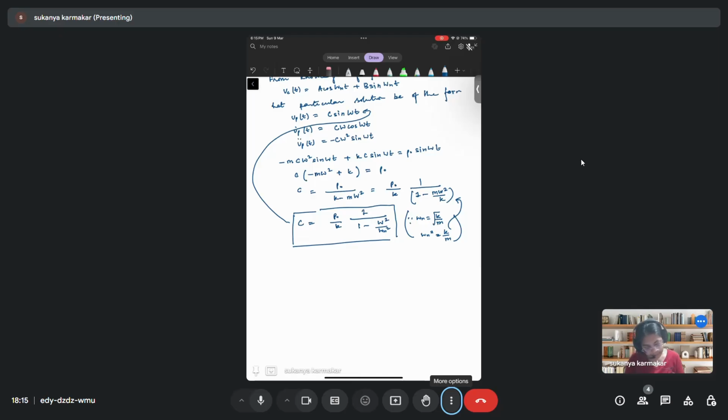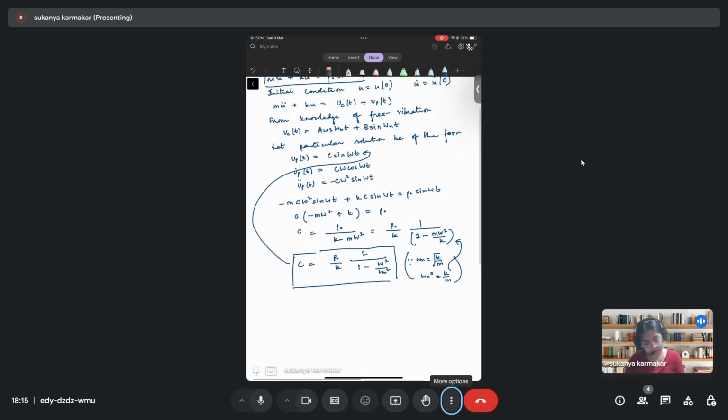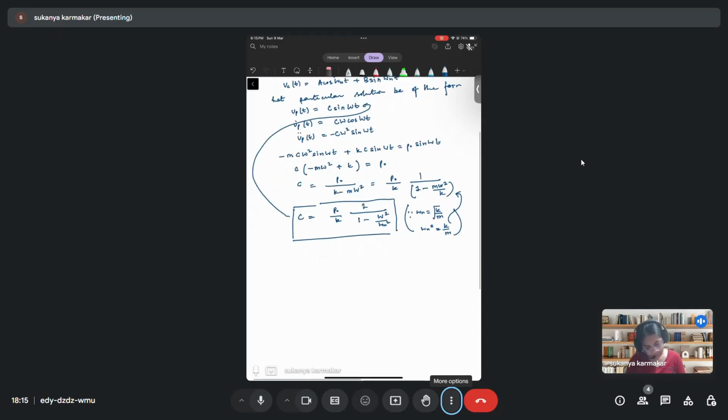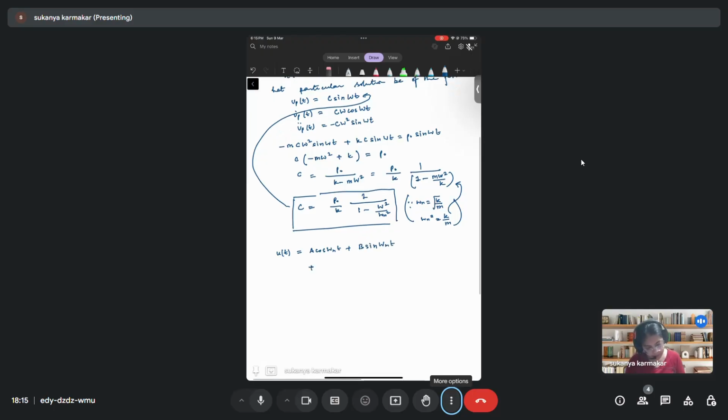This value of c can be substituted back into the equation, and you get the particular solution. The total solution is the summation of the complementary and particular solution. So u of t will be the complementary solution, a cos of omega n t plus b sine of omega n t, plus the particular solution, which is P naught by k times 1 over 1 minus omega by omega n whole square, times sine omega t. Okay, I missed sine. This is c sine omega t. So this is your complete solution.